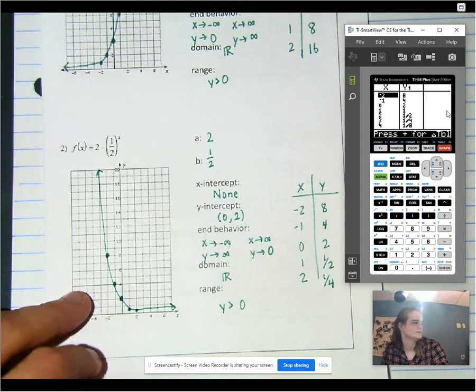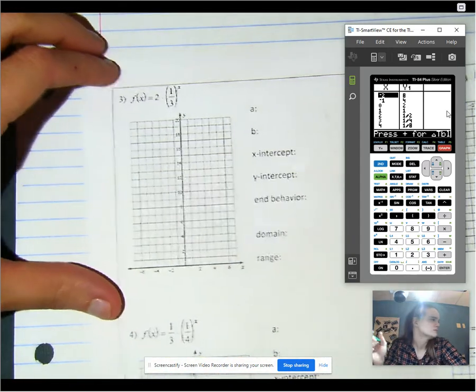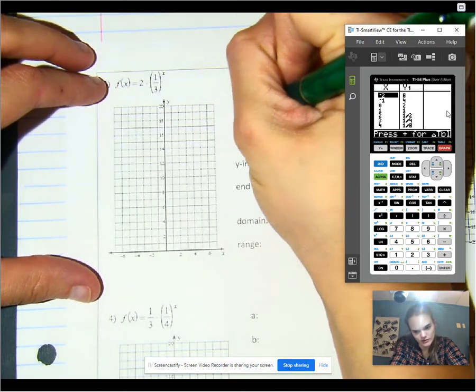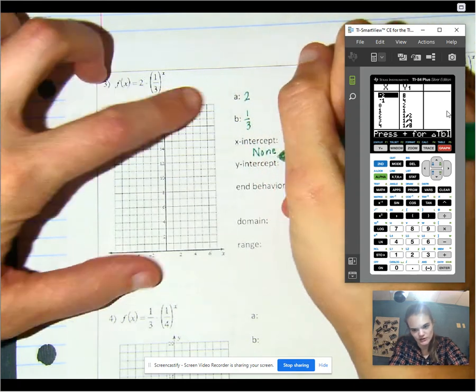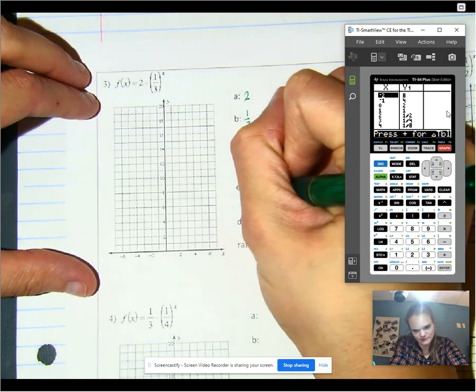Okay, number 3. A is 2, B is a third, no plus or minus, so it's none. The y-intercept is A. We don't know the end behavior.